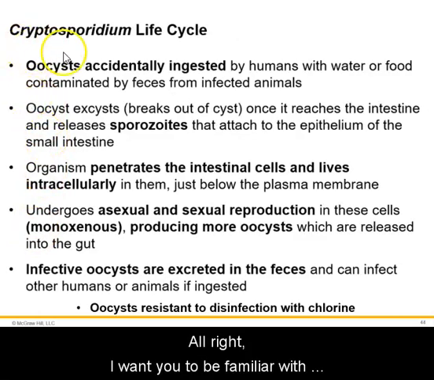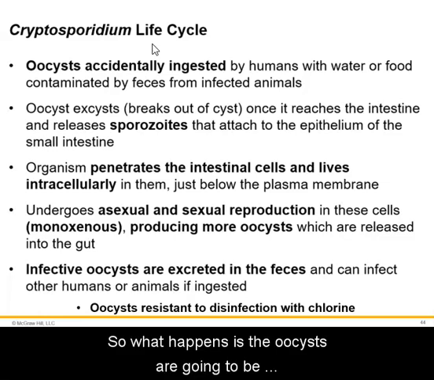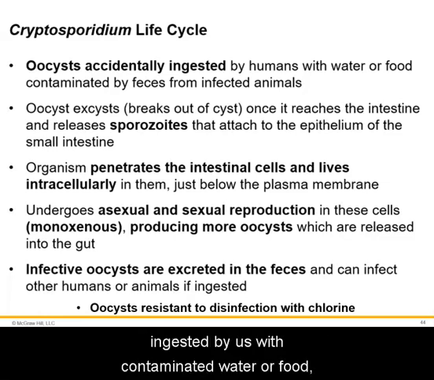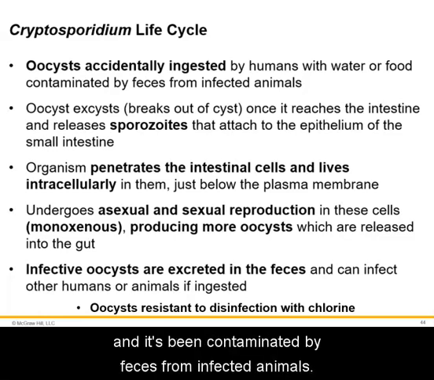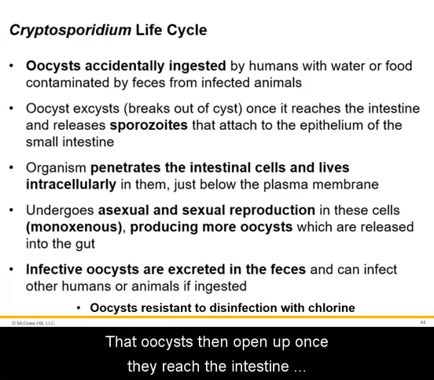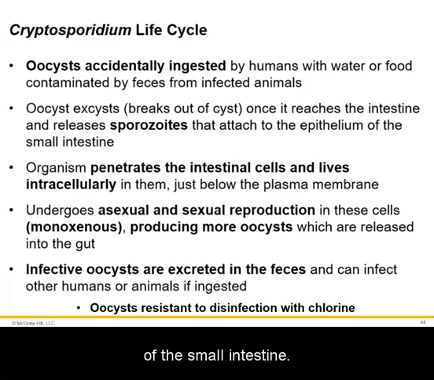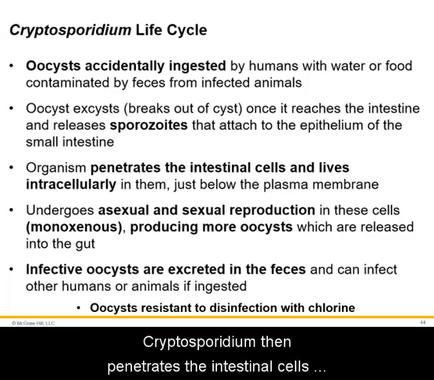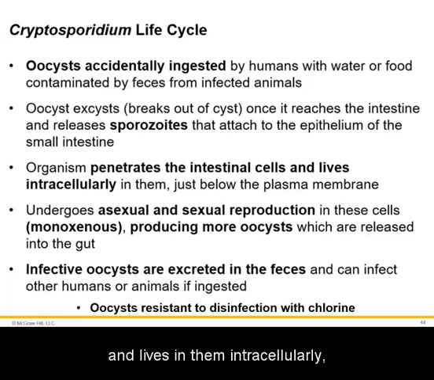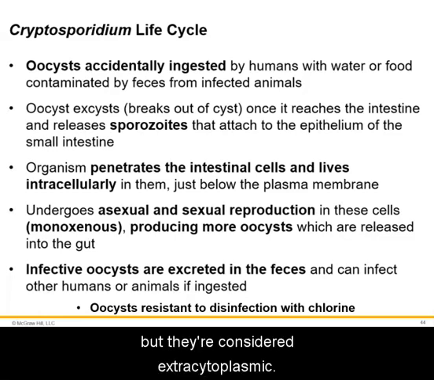All right, I want you to be familiar with the Cryptosporidium life cycle. So what happens is the oocysts are going to be ingested by us with contaminated water or food, which has been contaminated by feces from infected animals. The oocysts then open up once they reach the intestine, and they release sporozoites that attach to the epithelium of the small intestine. Cryptosporidium then penetrates the intestinal cells and lives in them intracellularly, just below the plasma membrane. So these are intracellular pathogens, but they're considered extracytoplasmic, and I'll show you a picture of that here in a minute.